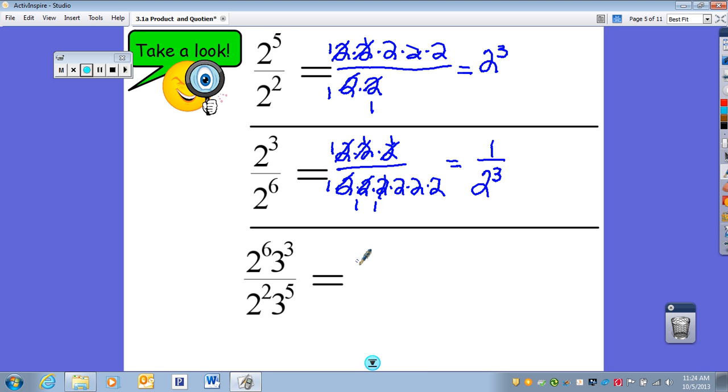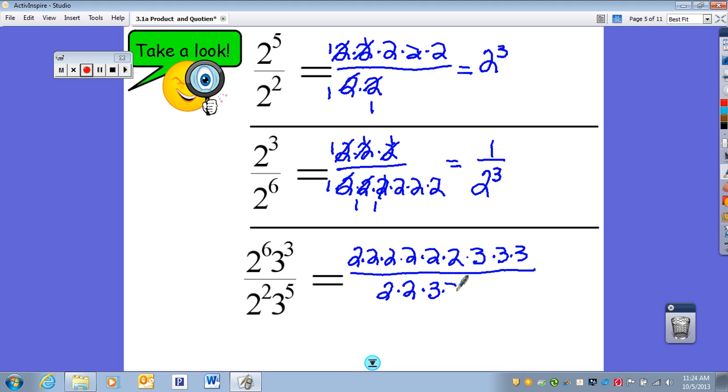Let's take a look at our last example. 2 to the 6th power. I'm going to write that out in expanded form, which means that I'm multiplying 2 times itself 6 times. And I also have 3 to the 3rd power, so I'm going to multiply 3 times itself 3 times. In the denominator, I have 2 times itself twice, and then I have 3 times itself 5 times, or 3 to the 5th power.